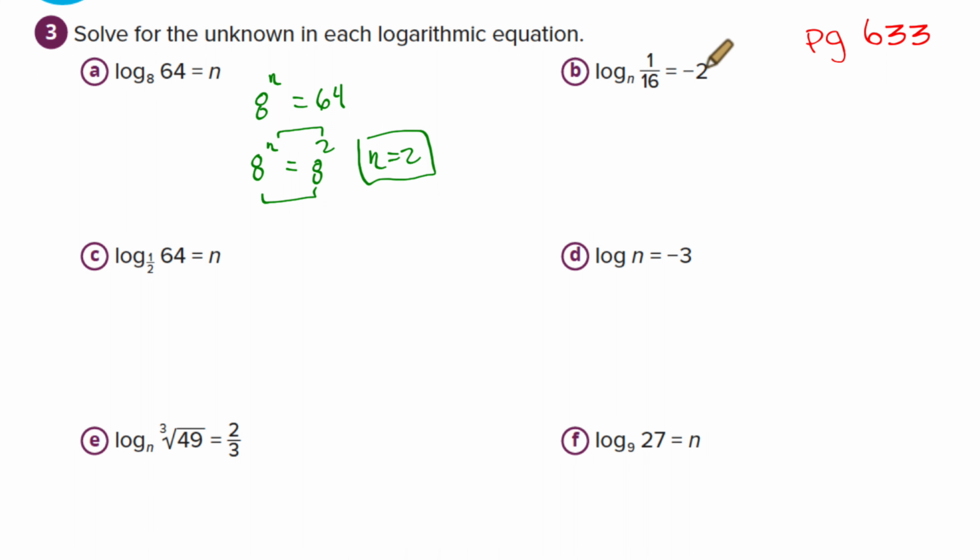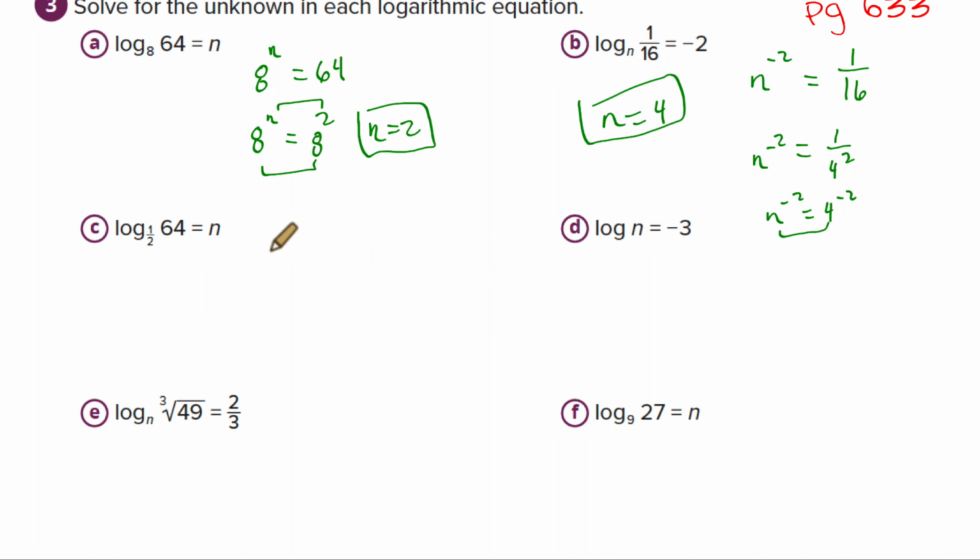Okay, how about for B here? If I rewrite this, we have n to the negative 2 power has to equal 1 over 16. Well, that negative 2 is going to give me a little hint here. This is 1 over 4 squared, which means that on the right-hand side, we get 4 to the negative 2. So n to the negative 2 is going to equal 4 to the negative 2. These bases have to be the same because the exponents are the same and each side is equal. So here n is going to equal 4.